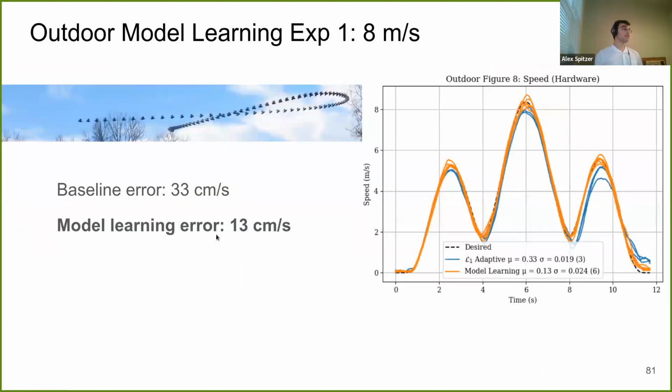And for this, when we apply model learning, we actually improve the performance by a lot. The baseline adaptive method gets 33 centimeters per second speed error, and our method gets 13. You can see here in the plot that our method in orange achieves the desired speed a lot better than the baseline method.